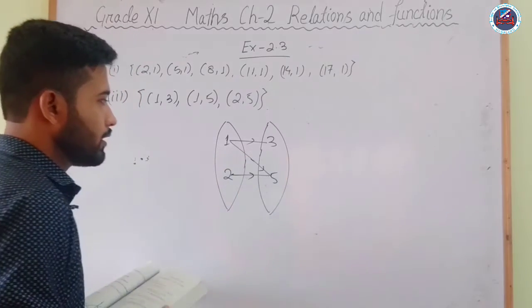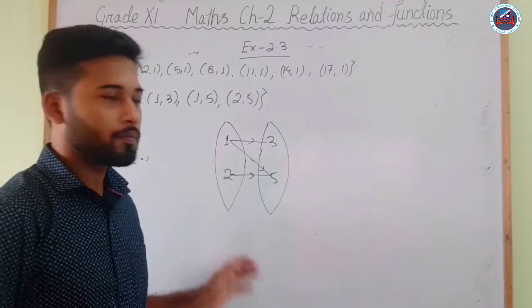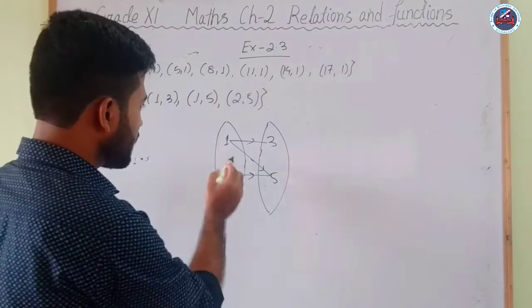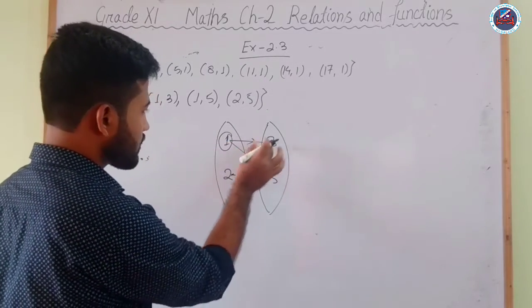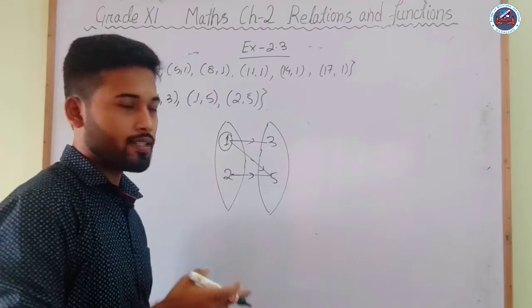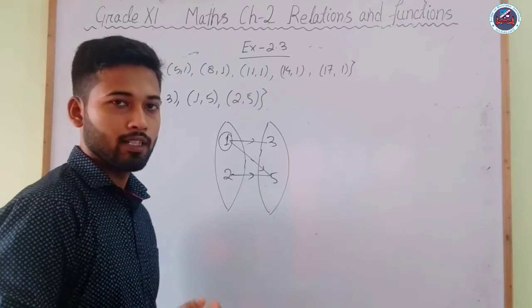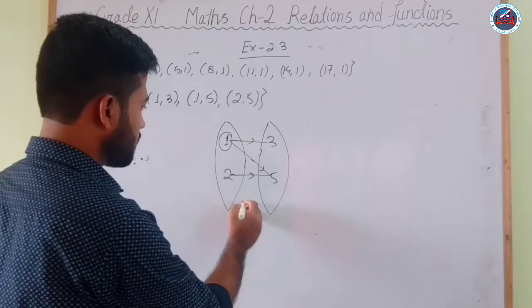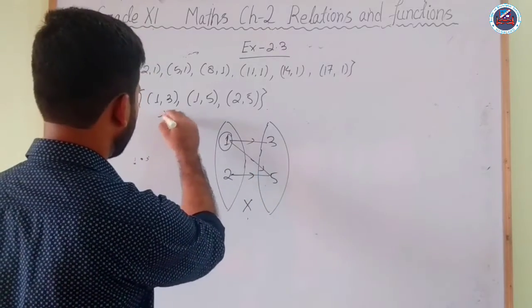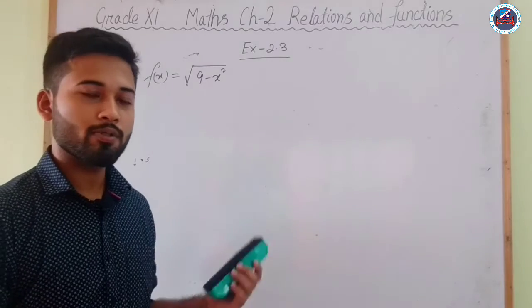Fine. So is this relation a function? No. Why? Because we can see that the element 1 has 2 images, which contradicts the definition of function. Okay, so we cannot say that this relation is a function. Now let us see a question, that is question number 2.